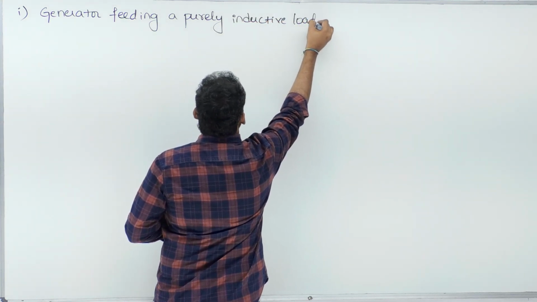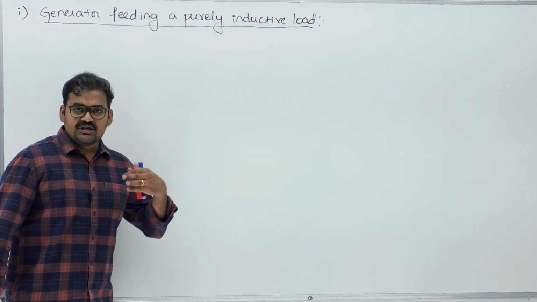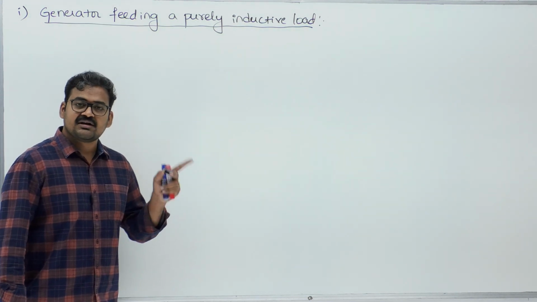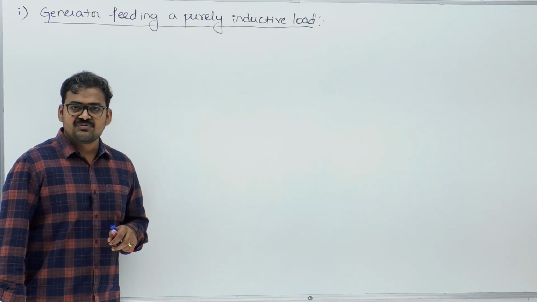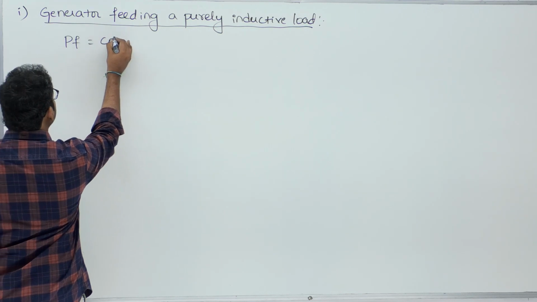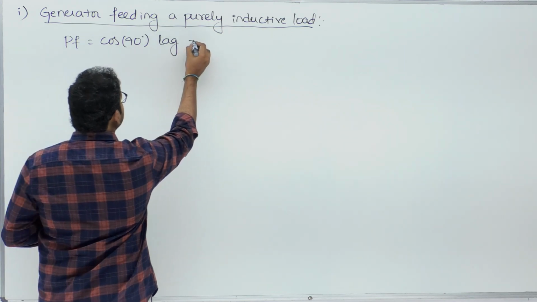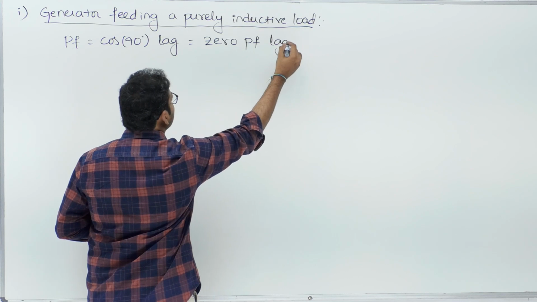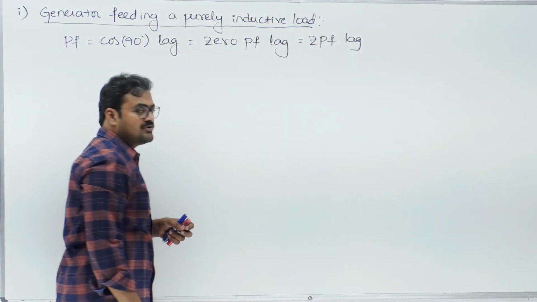Okay, generator feeding a purely inductive load. Can you tell me, purely inductive load means current will lag the voltage by how many degrees? 90 degrees. Current is lagging the voltage by 90 degrees means what is the power factor? So indirectly, power factor is equal to cos 90 lagging. Cos 90 lagging means indirectly this is zero power factor lagging. We will simply call it ZPF lagging. Cos 90 is equal to zero.